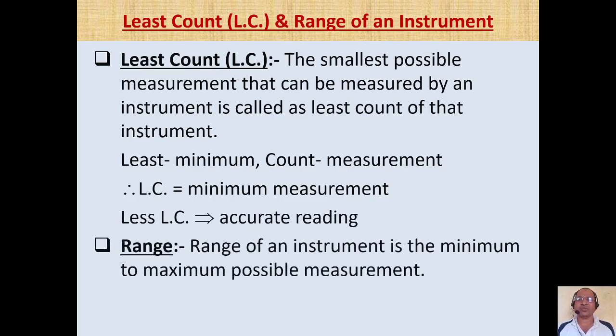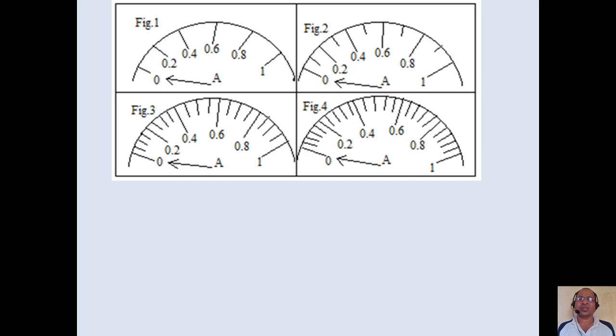Again, we have range of instrument. It is the minimum to maximum possible measurement. Least count gives minimum measurement, whereas range gives maximum measurement of the instrument. Here we can see 4 ammeters. Ammeter is an instrument used to measure current. 4 different ammeters with the same range 0 to 1 ampere are given. We have to find out which ammeter is more accurate.